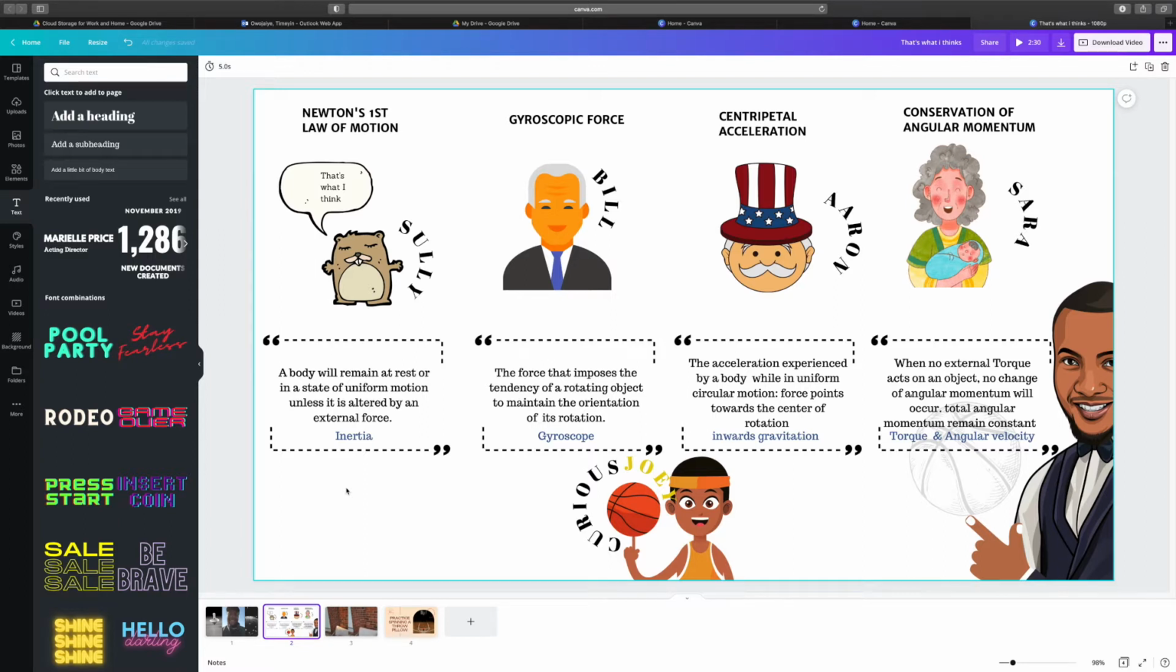Now let's go over and talk to our friend Bill. Hello, Bill. How you doing? Bill thinks that gyroscopic force is responsible. This force imposes the tendency of a rotating object to maintain the orientation of its movement. This brings us to the idea of a gyroscope.